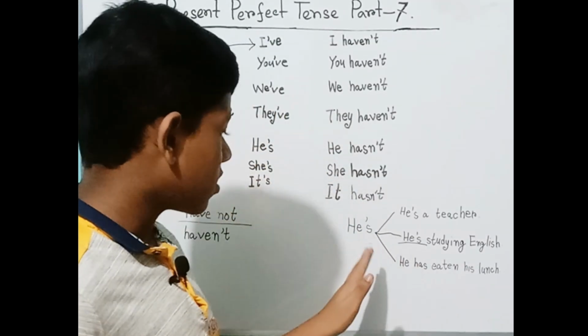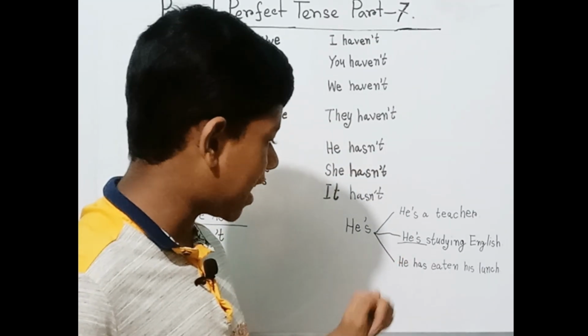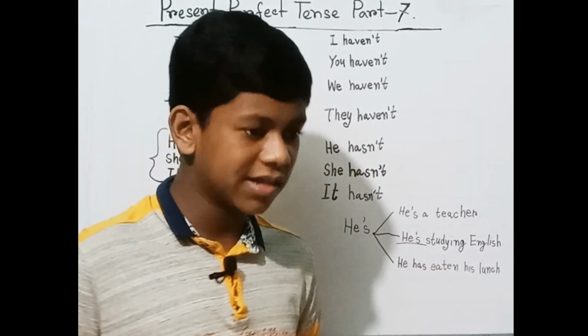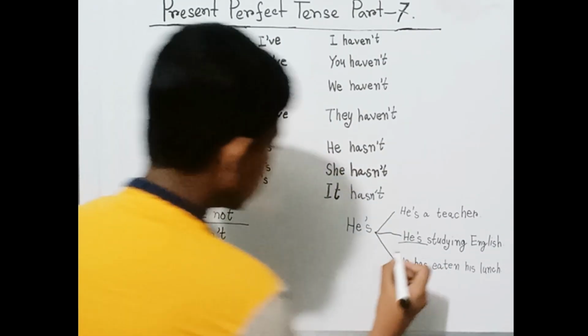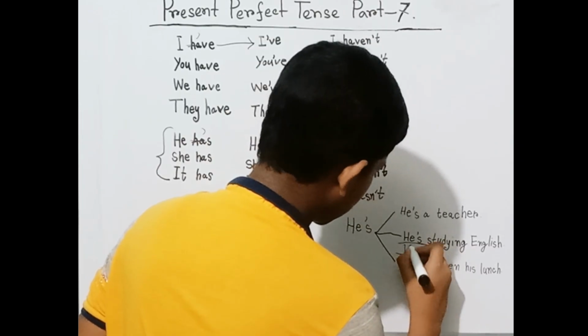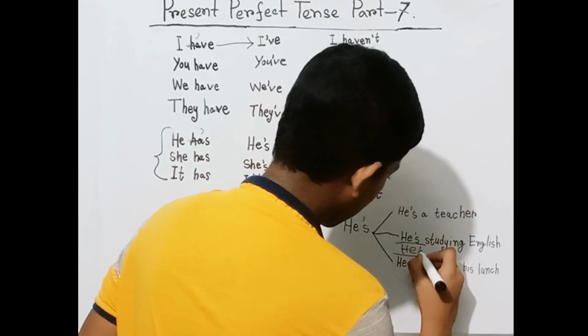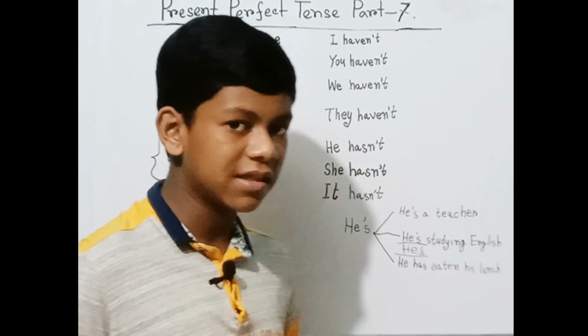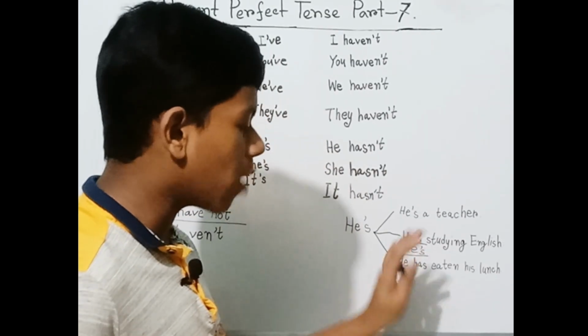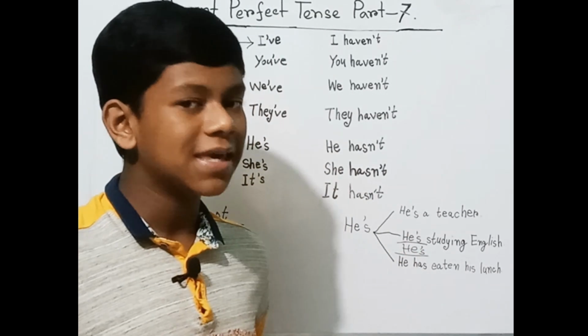So here, sometimes he's also indicates he has eaten his lunch. Sometimes it also indicates like this. Okay? So at that time, we use it here. He's eaten his lunch. He has eaten his lunch. So here is the combination about the word he's.